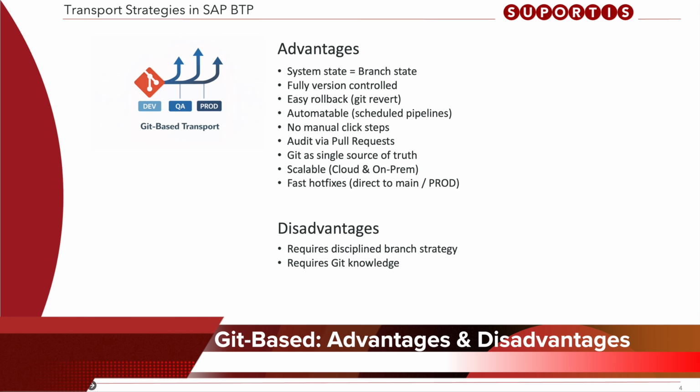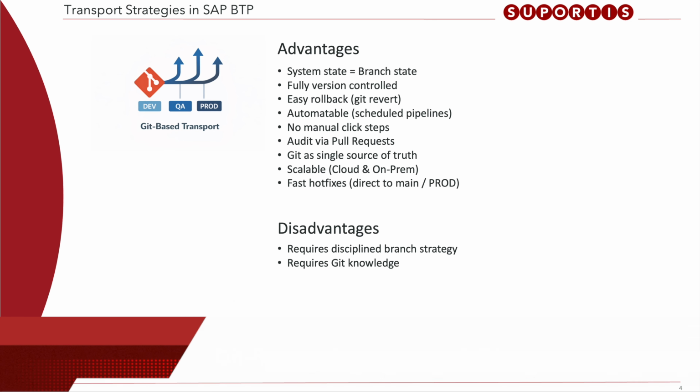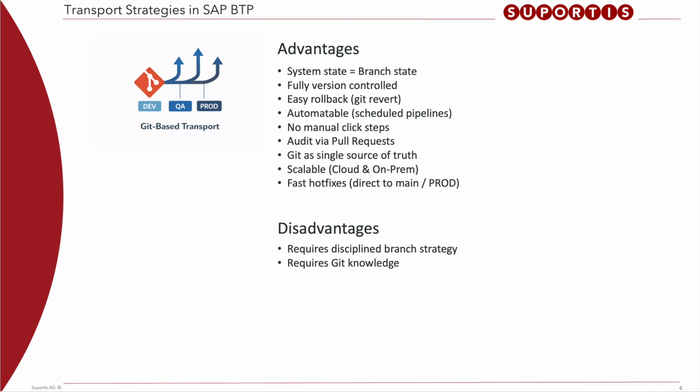Now let's look at the Git-based transport. The biggest advantage is clarity. The state of the branch is the state of the system. Everything is version controlled. We can compare changes using Git diff. We can easily roll back using Git revert.